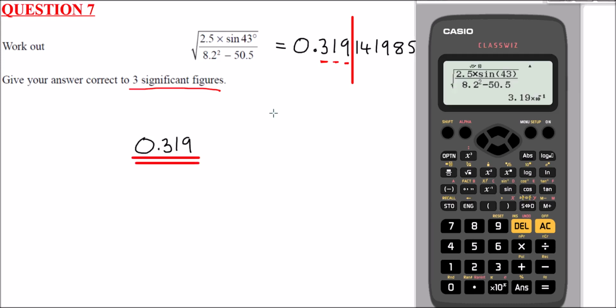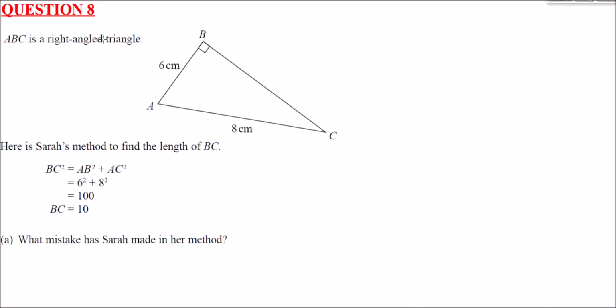So that's question 7. Let's now have a look at number 8. Number 8, we have a right angled triangle. Big tip here is going to be either Pythagoras or standard trig. So Sarah wants to find the length of BC. She's done this here. BC squared is AB squared plus AC squared. And she's squared both sides, added them together, and square rooted to get 10. What mistake has she made?